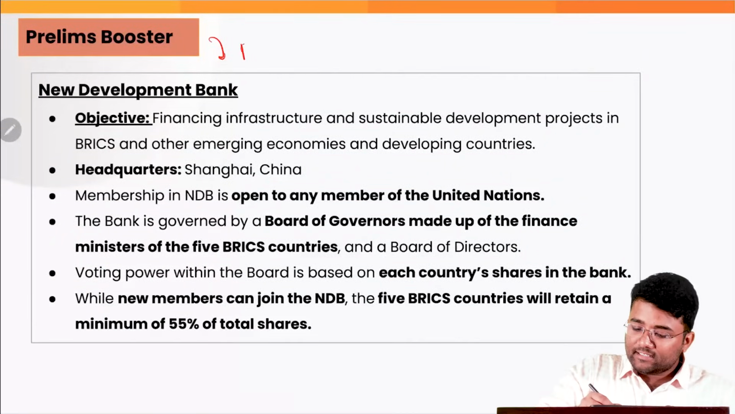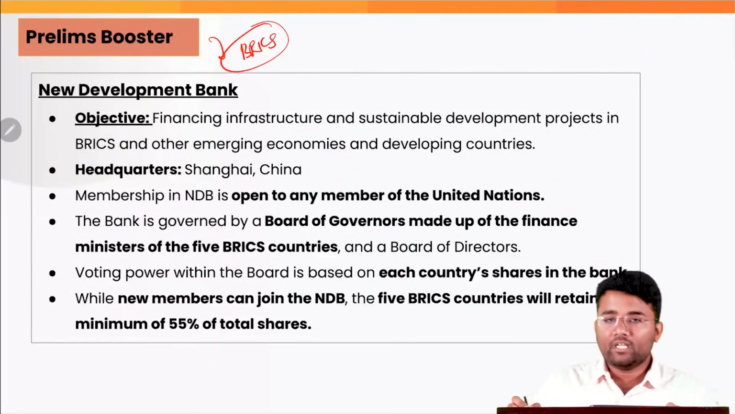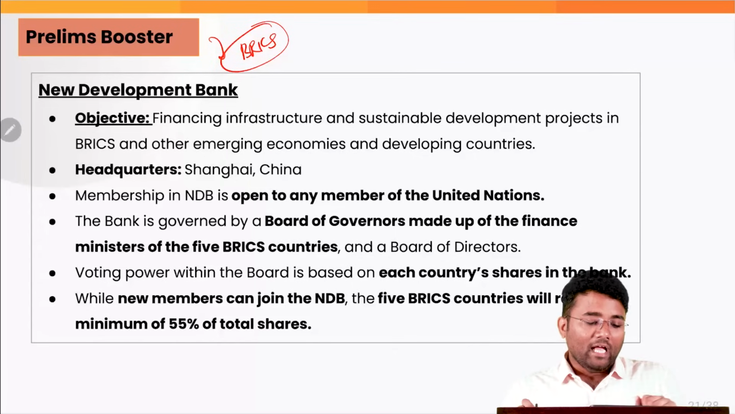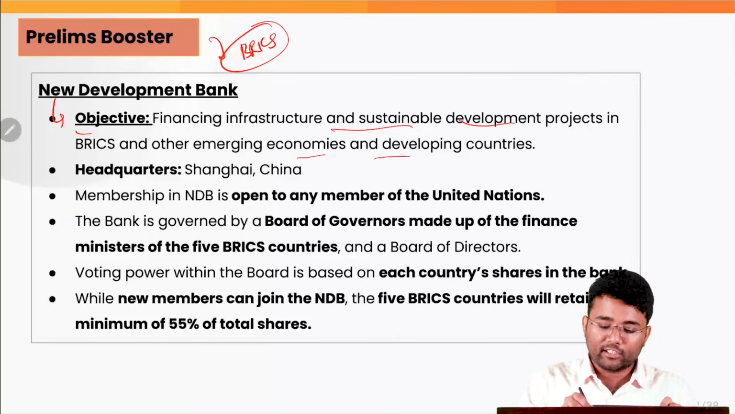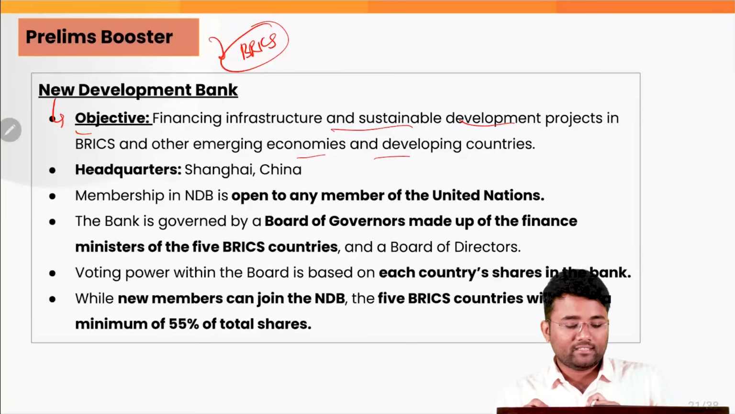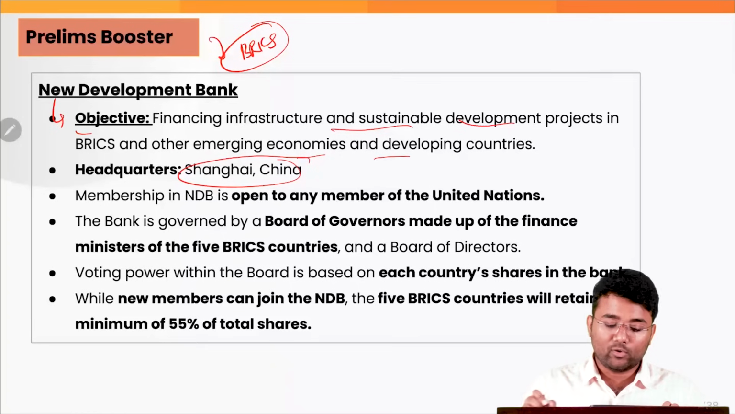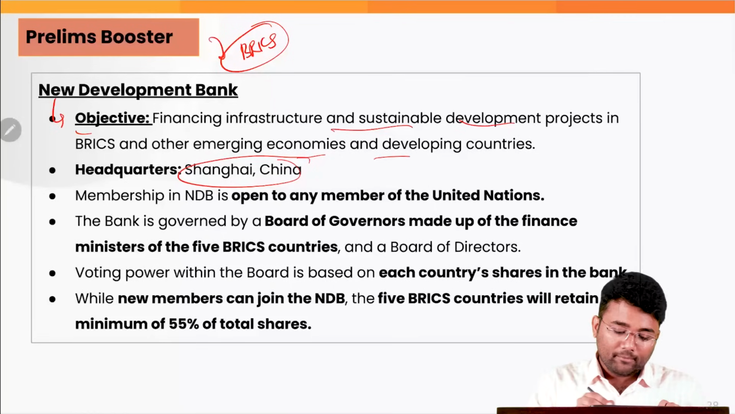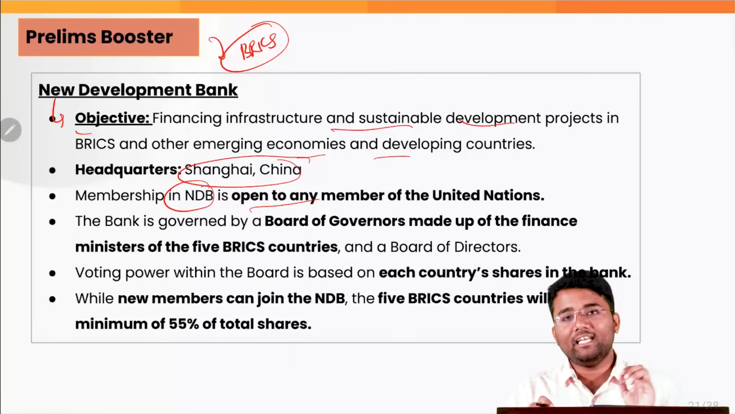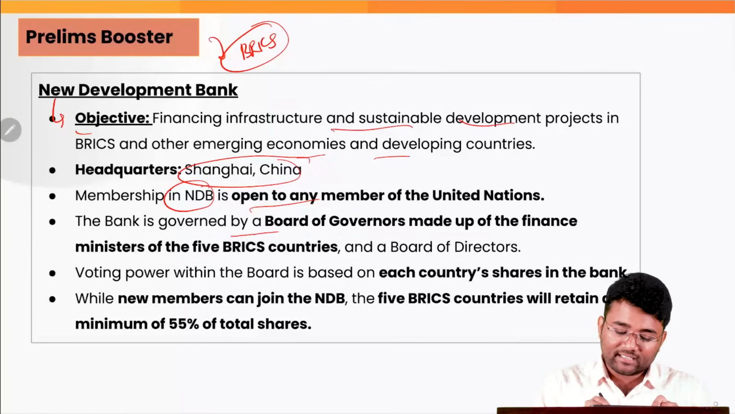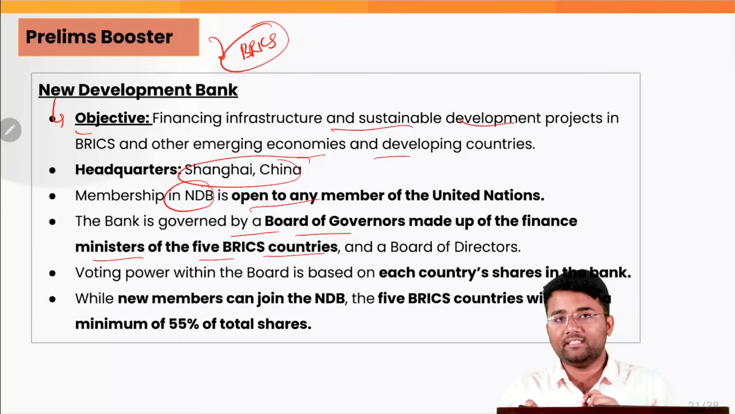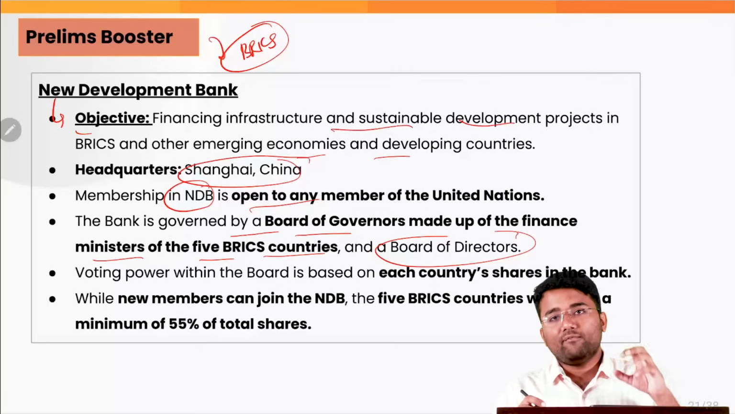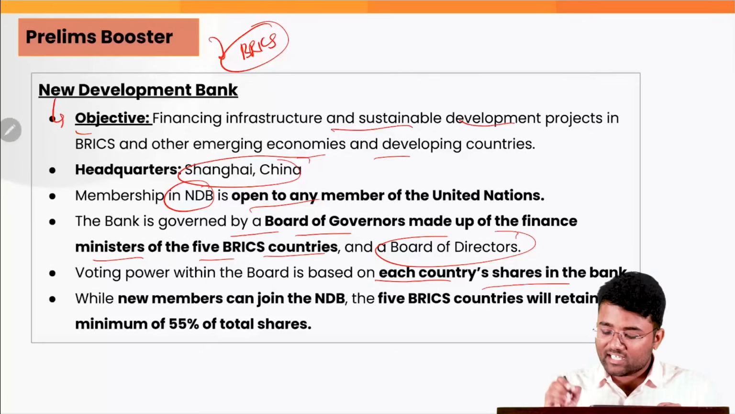Now there is a BRICS bank, which was later named the New Development Bank. The objective of this New Development Bank is financing infrastructure and sustainable development projects in BRICS and other emerging economies and developing countries. The headquarters of this bank is located in Shanghai, China. Membership is open to any member of the United Nations, and the bank is governed by a Board of Governors made up of finance ministers of the 5 BRICS countries and a Board of Directors. The voting power within the board is based on each country's share in the bank.